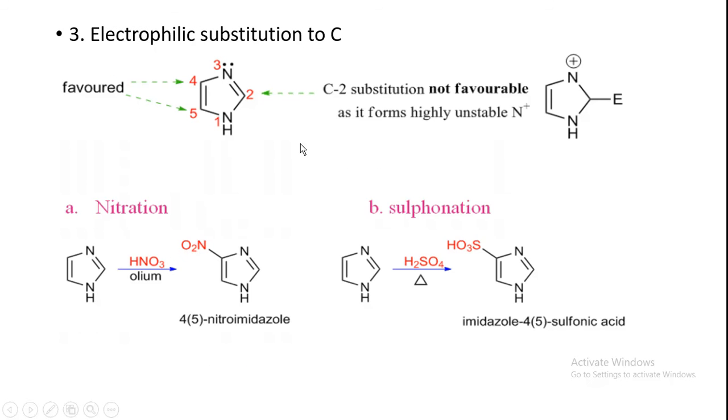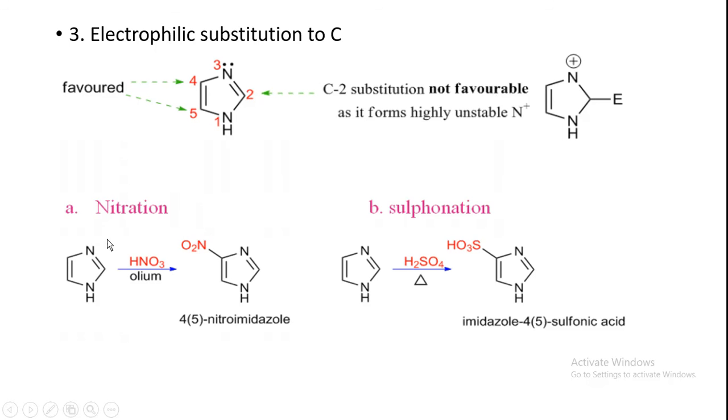Then next, electrophilic substitution to carbon. So here what will happen, the favored positions are 4th and 5th position, because 2 position is not favorable, okay. Because if there is substitution of electrophile at the second position, there will be generation of N plus, okay, which is very highly unstable. So that's why only the 4th and 5th position will be favorable for electrophilic substitution.